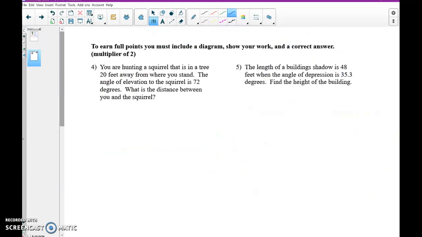Now on to the back side. These guys were the big ones. These are the ones that are newer material that we've been working on most recently. The biggest thing is getting your diagram figured out. So let's read through it.